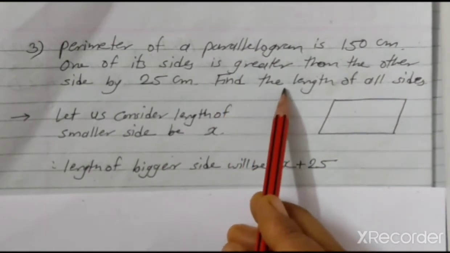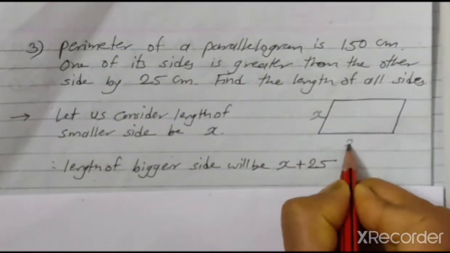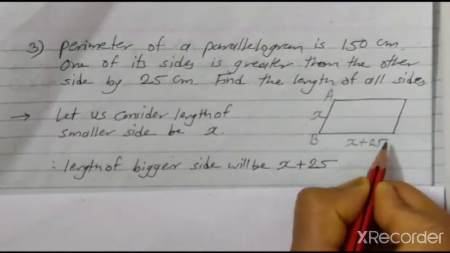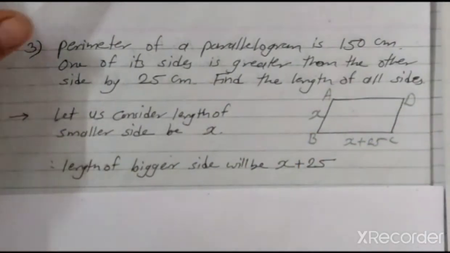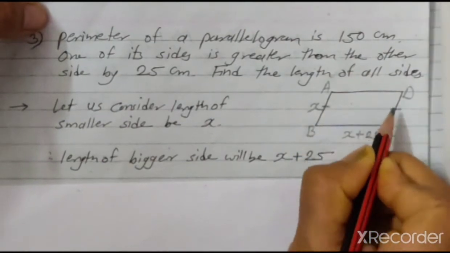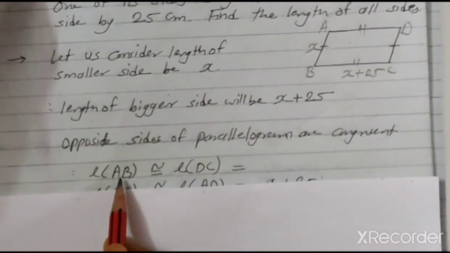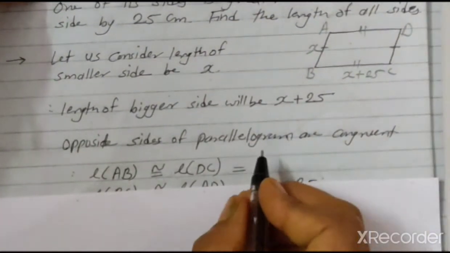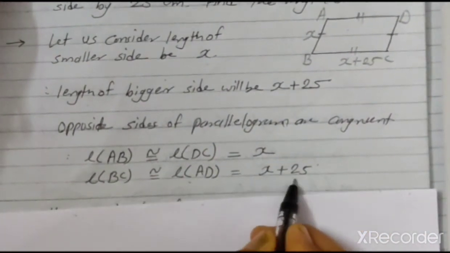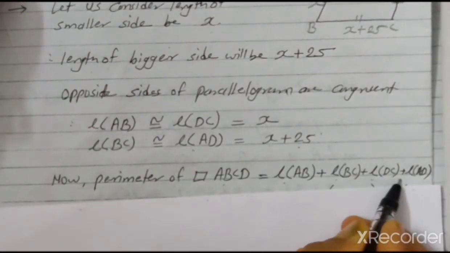Here we have to find out the length of all sides. Here I am taking this length, suppose x. So this will become x plus 25, and I am naming it, suppose, ABCD. So we know that opposite segments are congruent. Therefore this segment AB is congruent with DC, which is equal to x, and similarly BC is equal to AD, which is equal to x plus 25. Now we know that the perimeter is nothing but the addition of all segments.